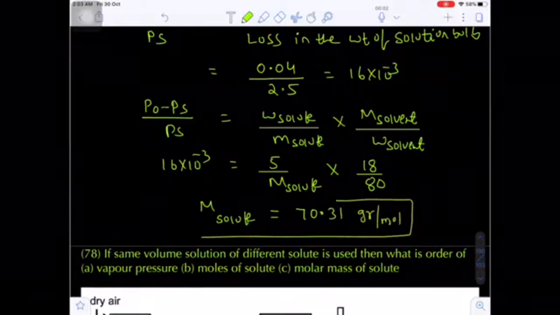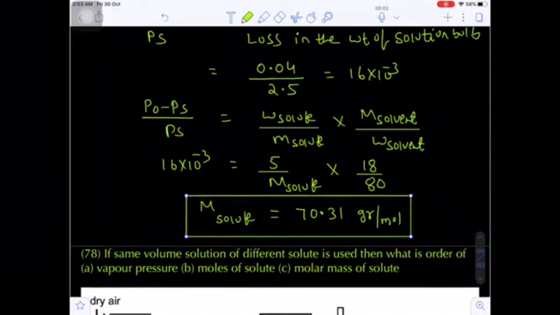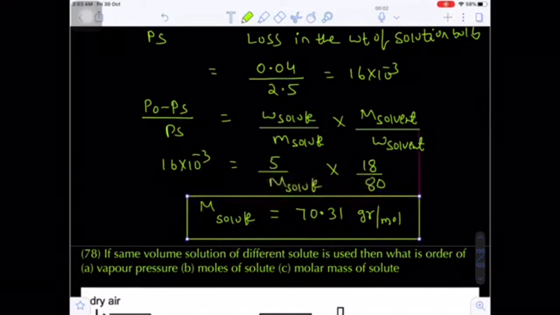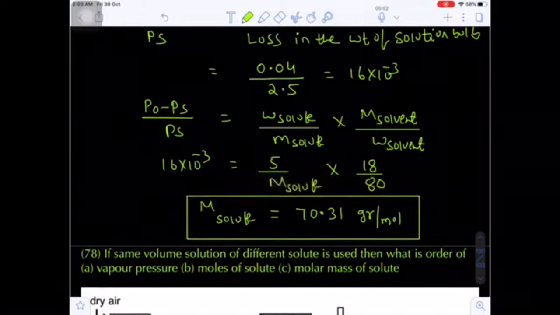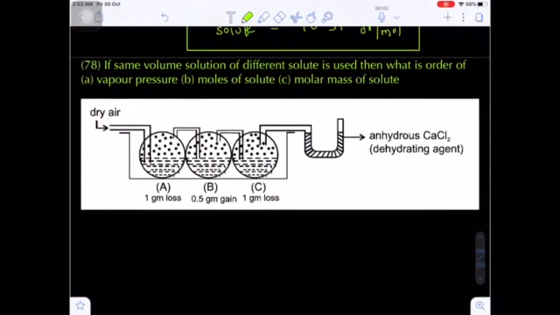So this is a very important application regarding the RLVP. What is the application of RLVP? It is nothing but a colligative property. It is useful to calculate the molar mass of a non-volatile solute which is present in the given solution.